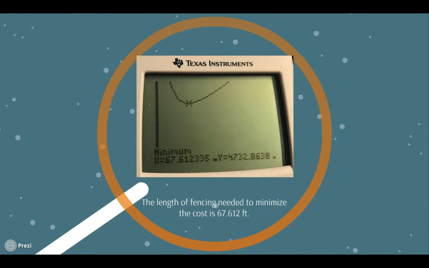After the guess step, it will then calculate the minimum point. In this graph, the minimum point is 67.612, 4,732.863. Therefore, the length of fencing needed to minimize the cost is 67.612 feet.